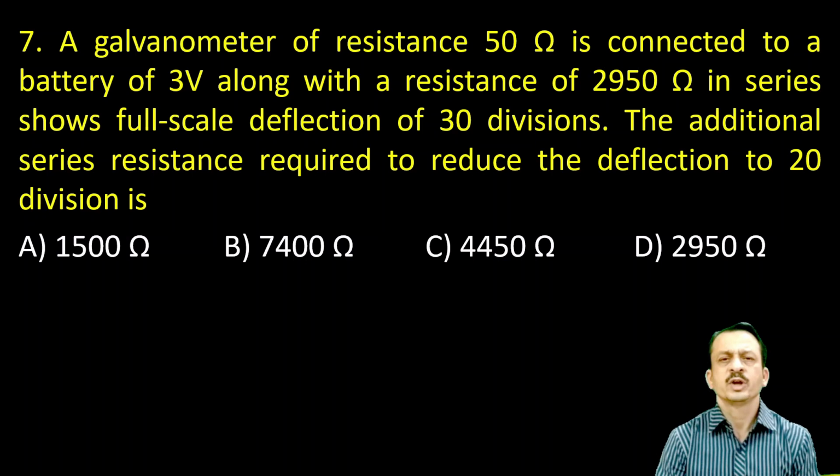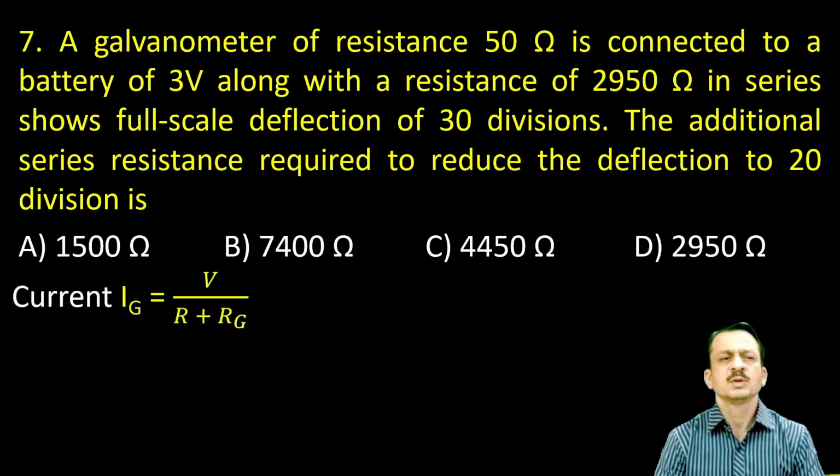V is the voltage, that is 3 volts. Ig is the full scale deflection current, that we have to calculate here in this formula. And R is the given series resistance, that is the high resistance 2950, and Rg, the resistance of the galvanometer, is given, it is 50 ohm. Now we know the formula.